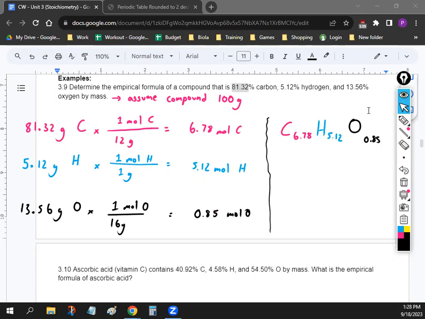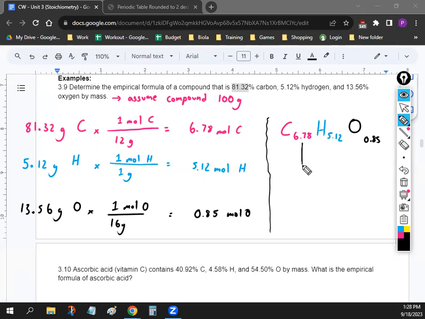Okay, so like we said, empirical formulas are just ratios of how many atoms there are relative to other atoms inside the molecule. So all we gotta do is on our calculator, we just need to divide all of these numbers by the smallest number that we have. So which one of these three is the smallest number? Yeah, 0.85 for oxygen, right?